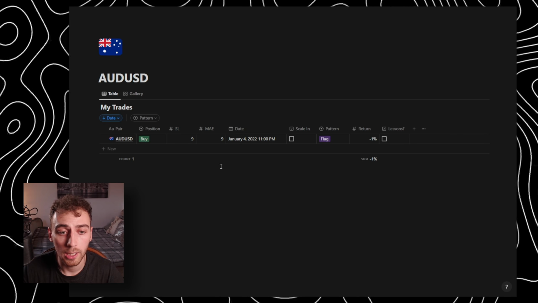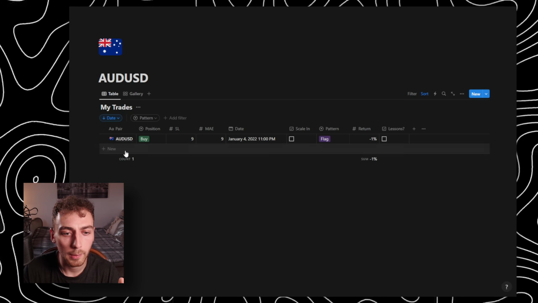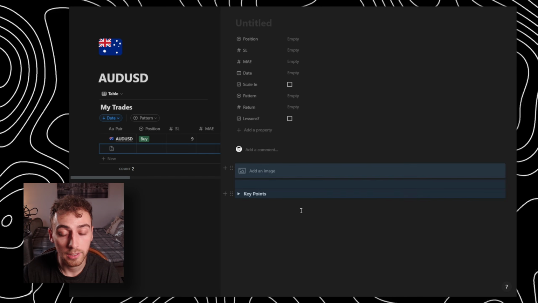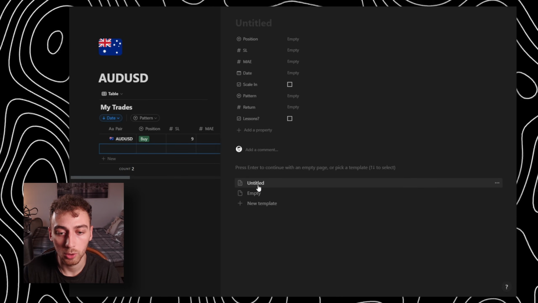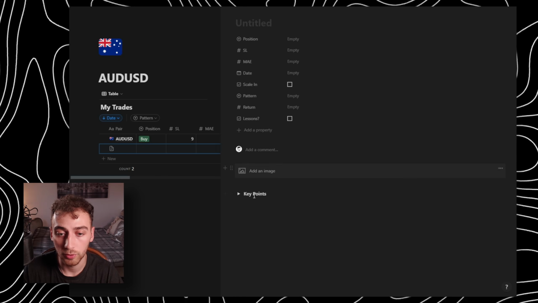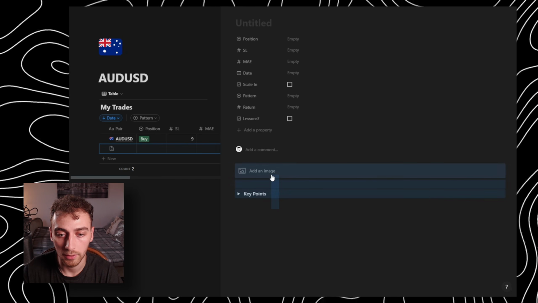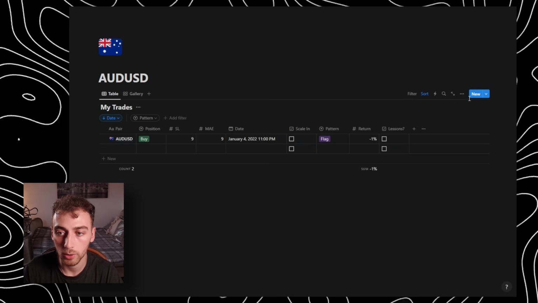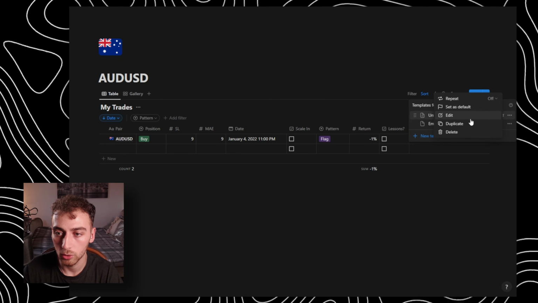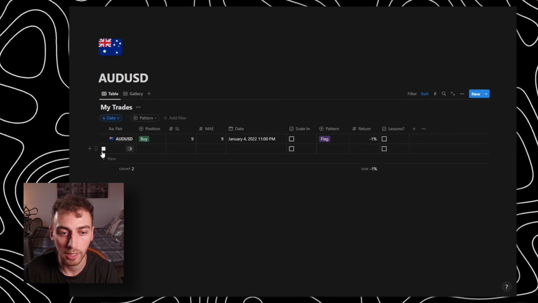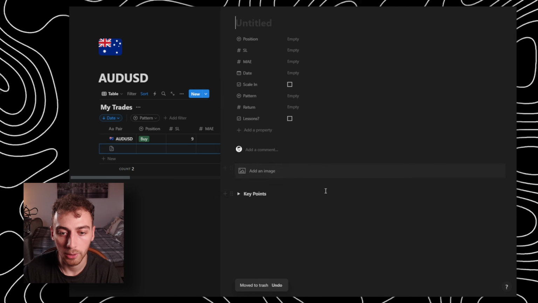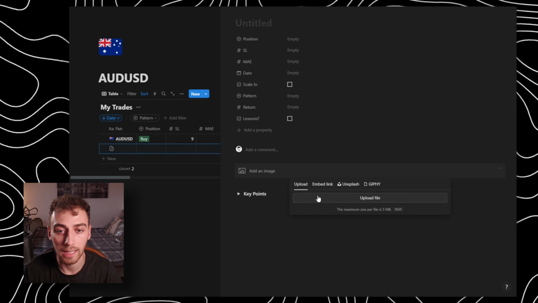Okay, so back in Notion now. One thing I realized I didn't tell you guys was about how I got it to automatically preload this template. So the way you want to do that is you want to make a new template. You can see I've got it here called Untitled, and then I basically just fill this in, add image, and then the key points. And then you want to come up here, click this little arrow, and set this as your default, set as default. So every time you make a new page on this table, it will preload your template. So that's a little hack I found.